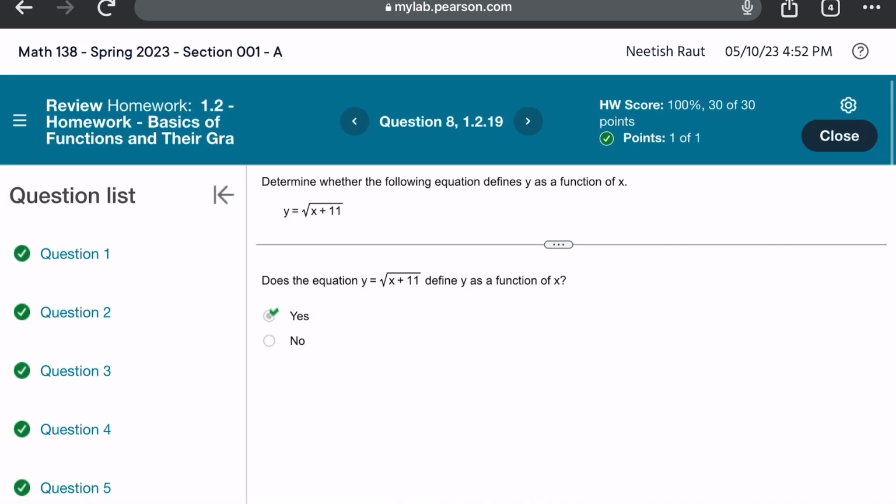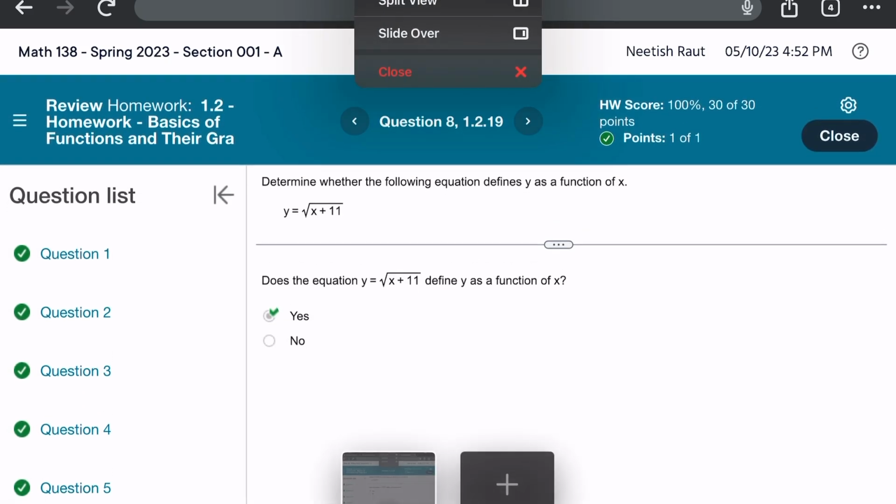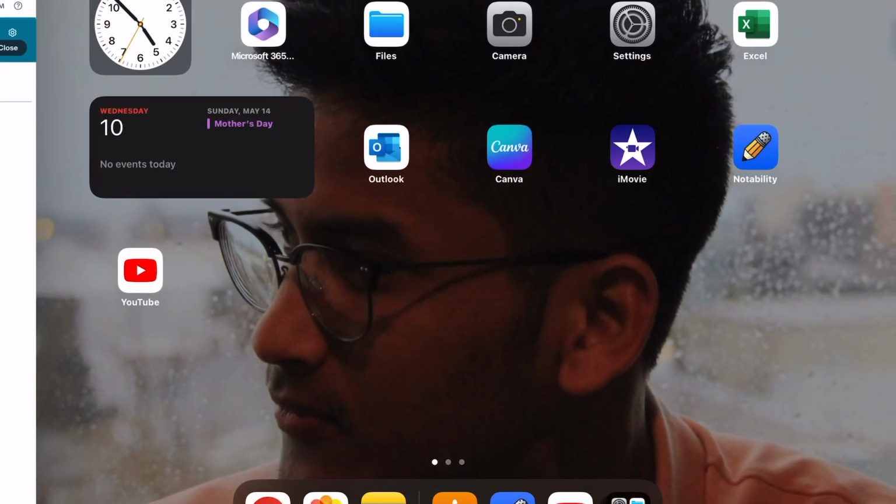Question number 8. Oh man, where did that go? Split screen.